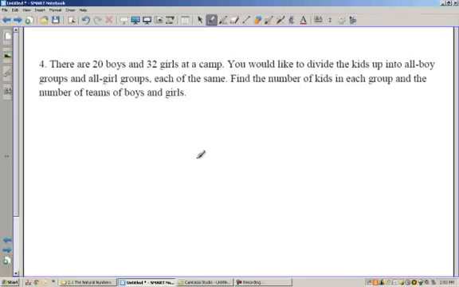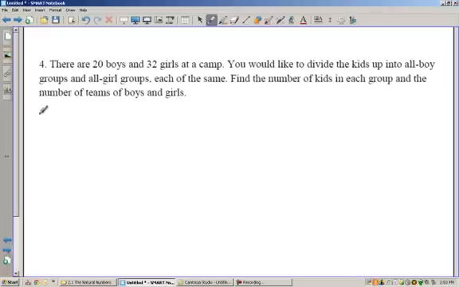On the back of this homework, what we have are some word problems. And so they're either the GCD or LCM. In the first one, what we have are 20 boys and 32 girls at camp. You would like to divide the kids up into all boy groups and all girl groups, each of the same size. Find the number of kids in each group and the number of teams of boys and girls.